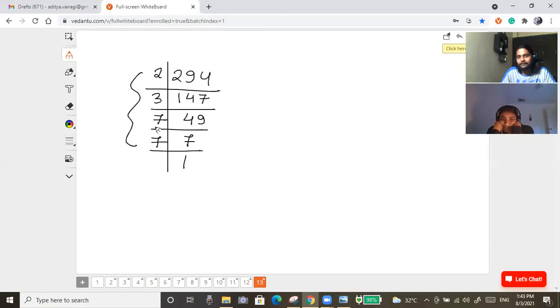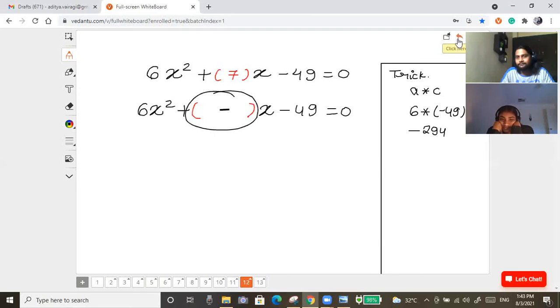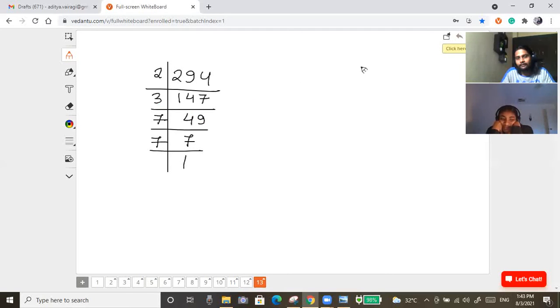Okay, so that many factors we got, right? And the target is to get 7 here. The target is to get 7 on subtraction of two numbers. Okay, what do you think? Any idea?